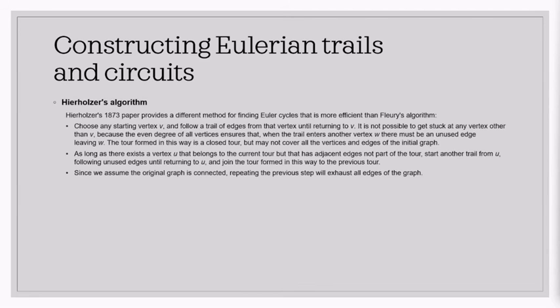The tour formed in this way is a closed tour, but may not cover all the vertices and edges of the initial graph. As long as there exists a vertex U that belongs to the current tour but has adjacent edges not part of the tour, start another trail from U, following unused edges until returning to U, and join the tour formed in this way to the previous tour. Since we assume the original graph is connected, repeating the previous step will exhaust all edges of the graph.